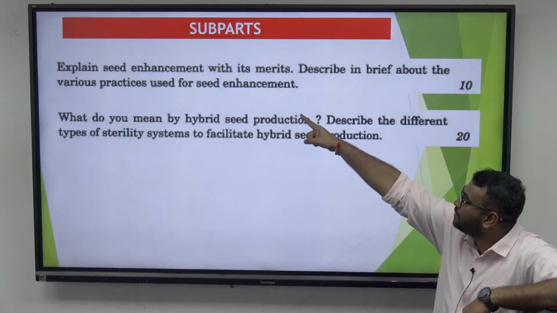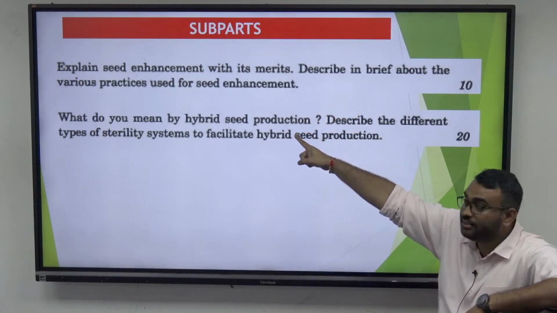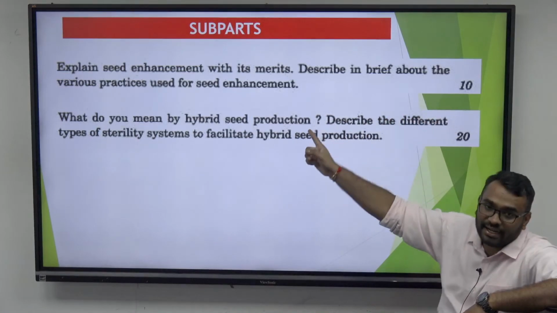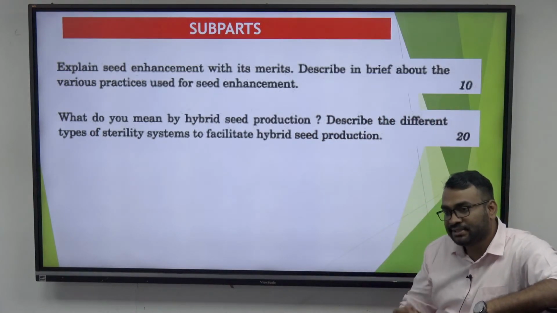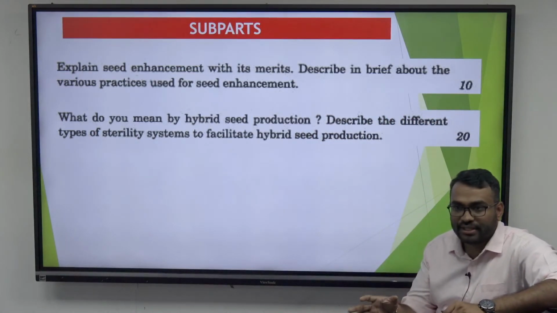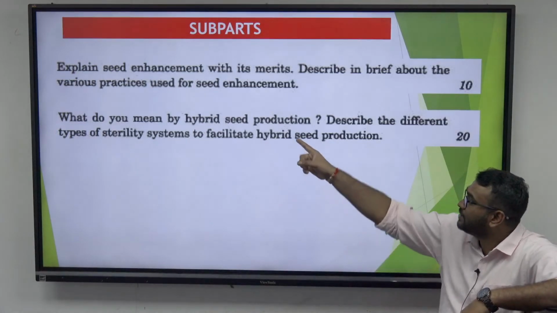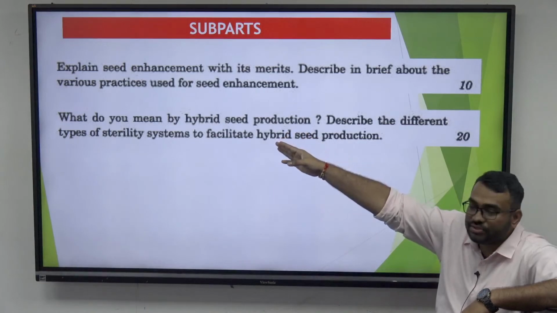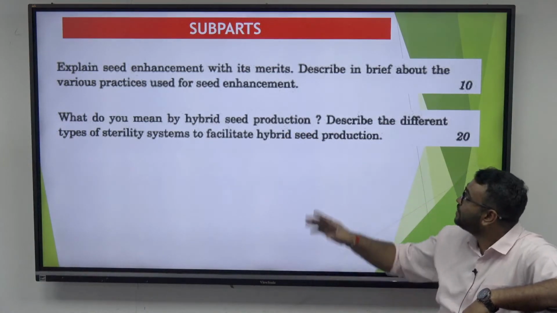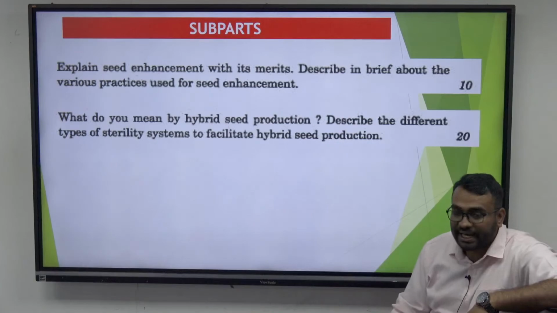Here there are 3 subparts, and this is for 10 markers. And again the challenge is, three aspects have been asked, sir, so I have good content for this. Now how to manage this, correct? I will tell you one technique. For example, the first half is about the concept, what is seed enhancement. The next one is about describing the practices in brief.